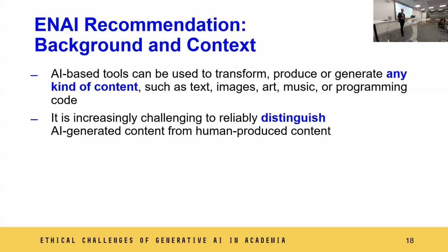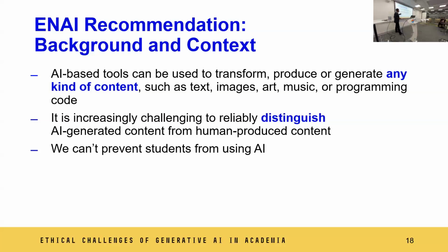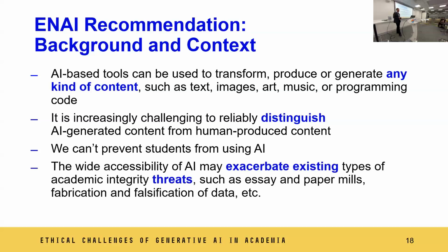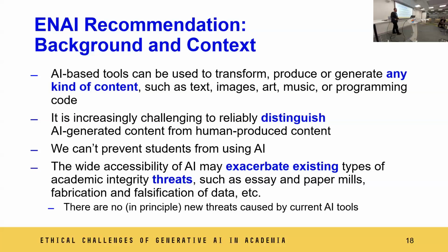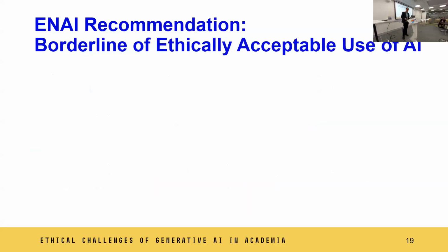So it's not useful in disciplinary procedure or any kind of procedure. And we can't prevent students from using AI. There were some attempts that some universities banned ChatGPT to be used in their network, but we know that this doesn't work. The students have internet connection even at home. Surprise! They are not depending on the internet provided by the university, so they will be using that. They are using it, and it exacerbates existing type of threats.